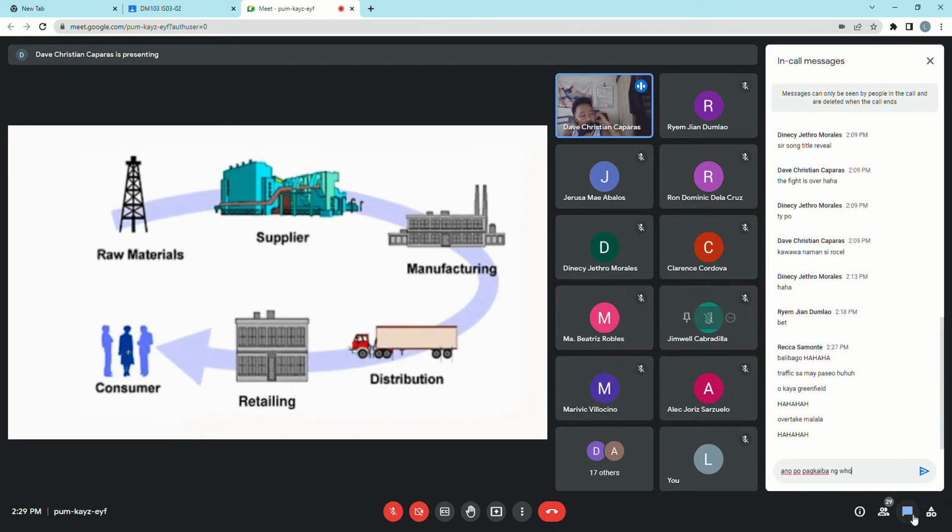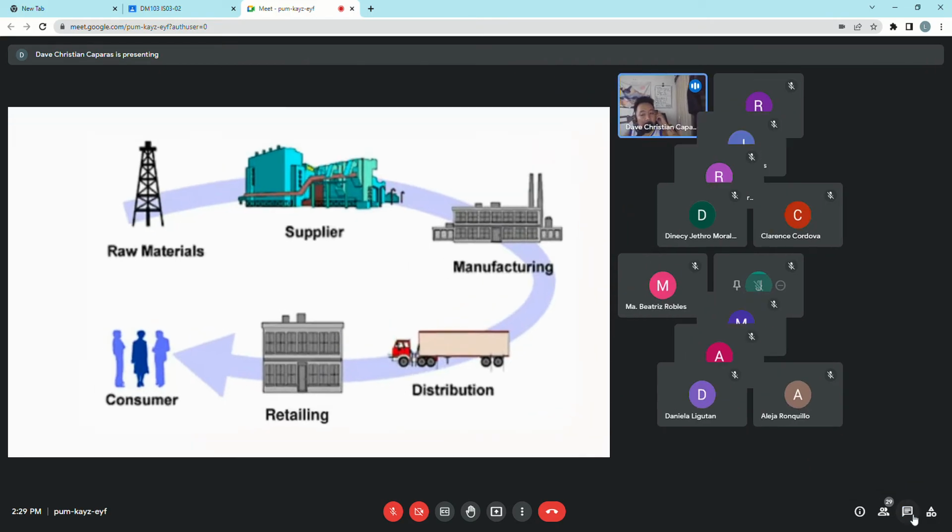So tingnan niyo na maigi, ayan yung itsura nun. Okay, so ang dami ko lang sinabi, pero ayan na yun.